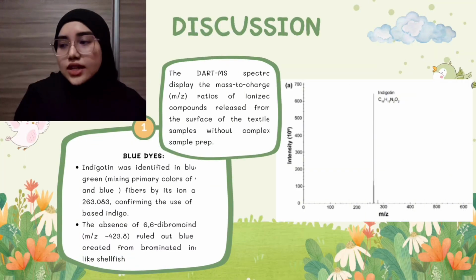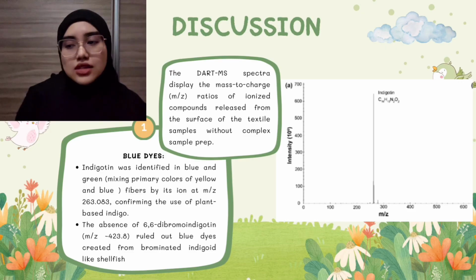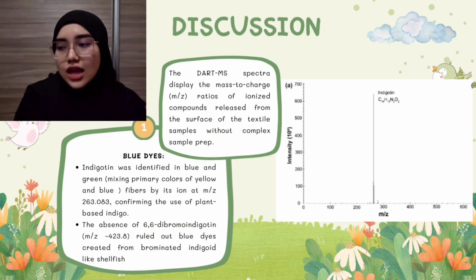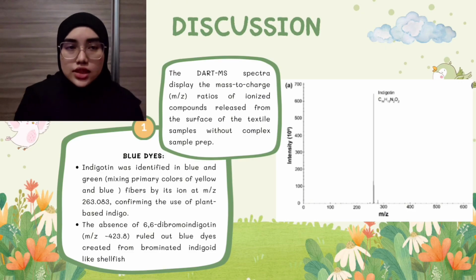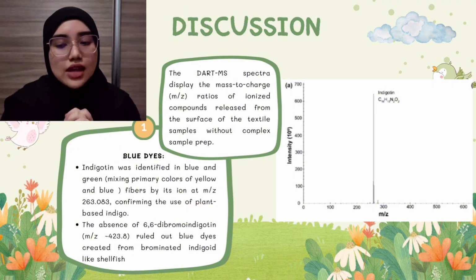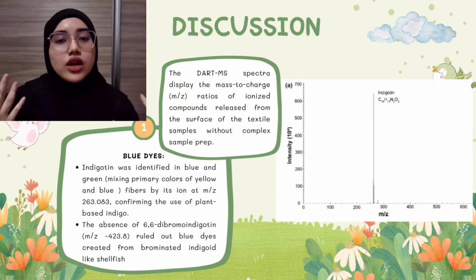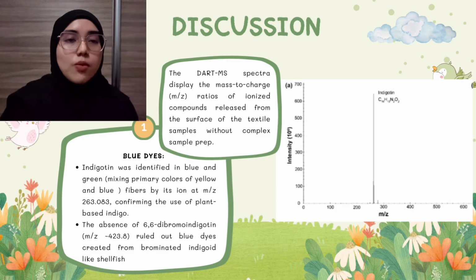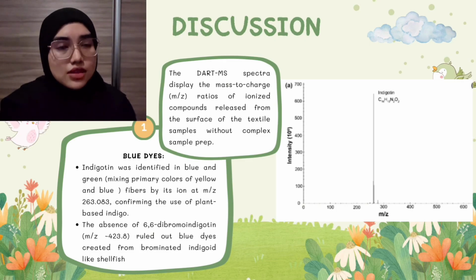Next, I'm going to provide a discussion regarding the information that is gained from the spectra from the article and how the information can be used for quantitative or qualitative analysis. Now, firstly, here you can see a spectra of direct analysis in real-time mass spectrometry, where it displays mass to charge ratio of ionized compound released from the surface of the textile samples.